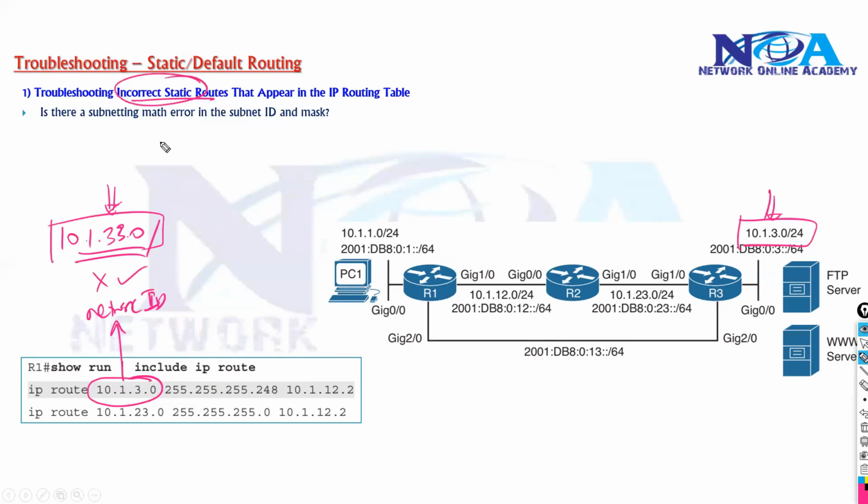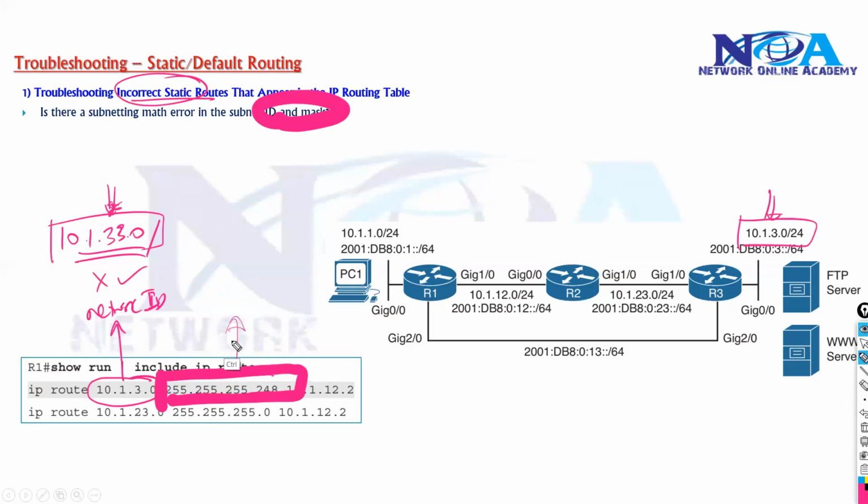Because an incorrect static route means it's manually configured, most likely you typed it wrong, made a typo, or calculated it wrong. Or it can be the subnet mask as well, because we also need to make sure that whatever subnet mask we are using is correct. In this case, this is my subnet mask.